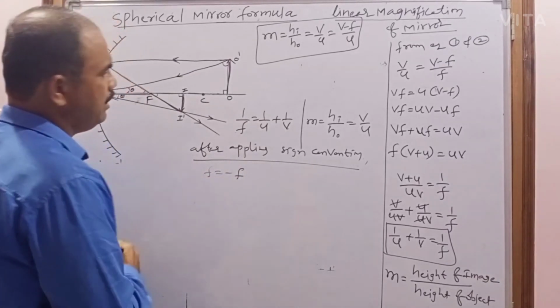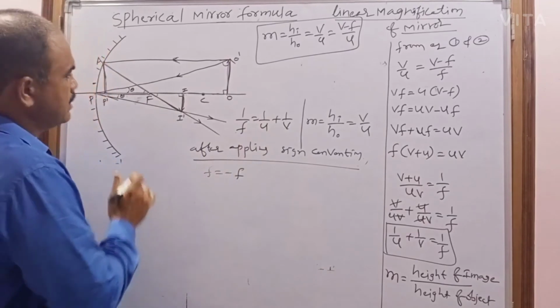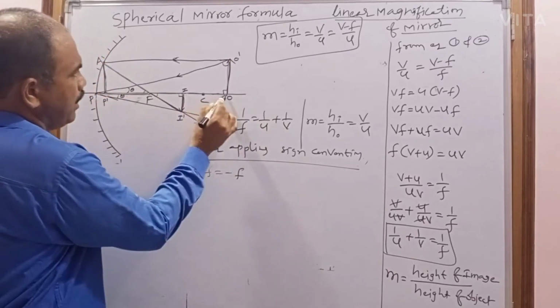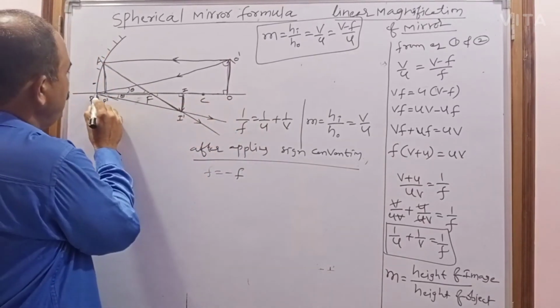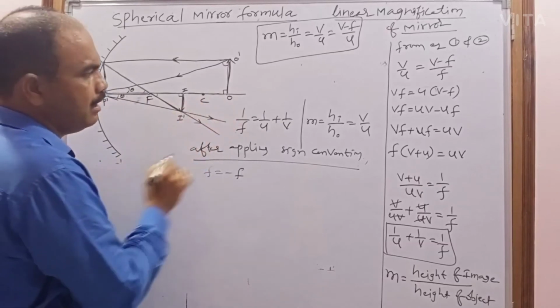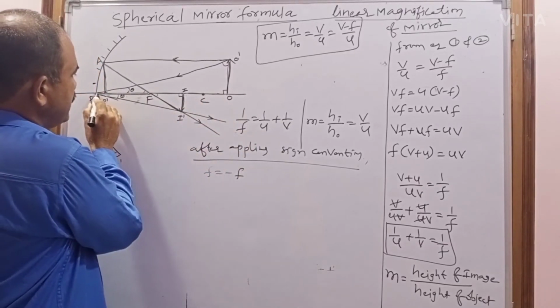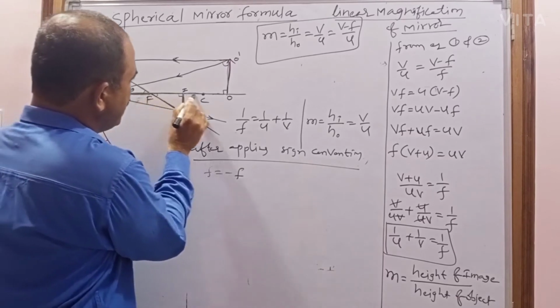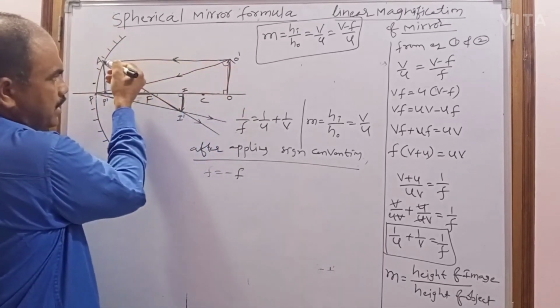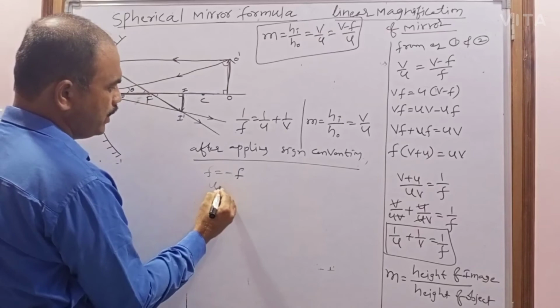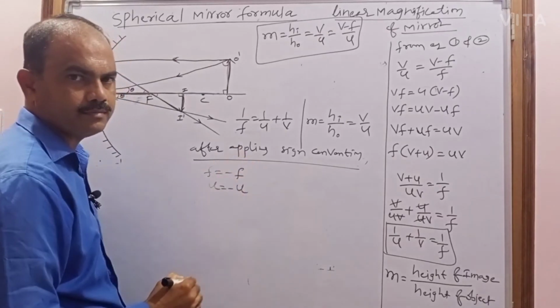And next come to u. u is nothing but the object distance, the distance from pole to object. The distance from pole to object will be called the object distance. To measure the object distance, in which direction are you moving? In this direction, but the incident ray is opposite. So that's why here u is also minus u.